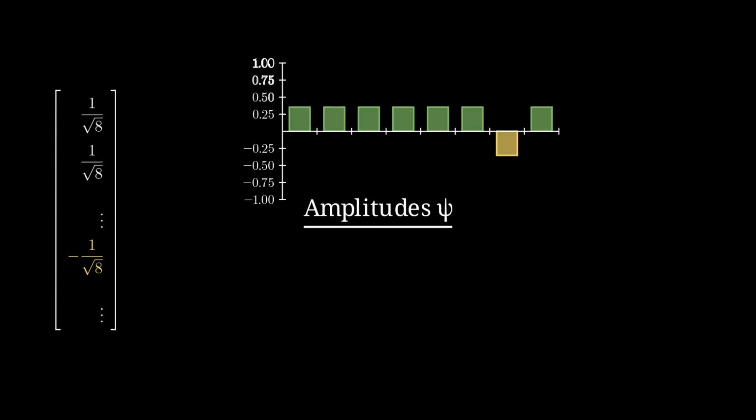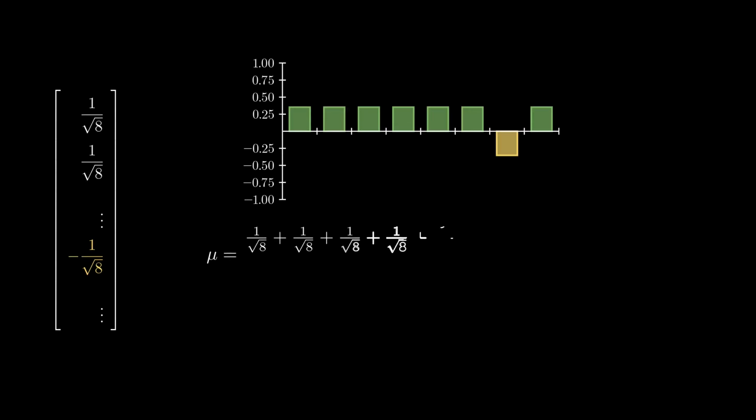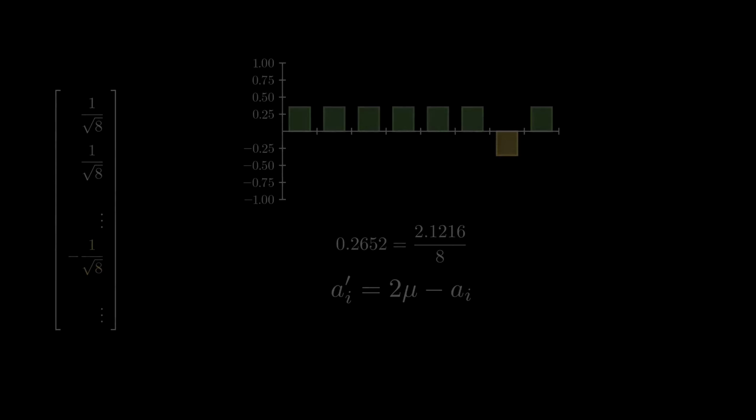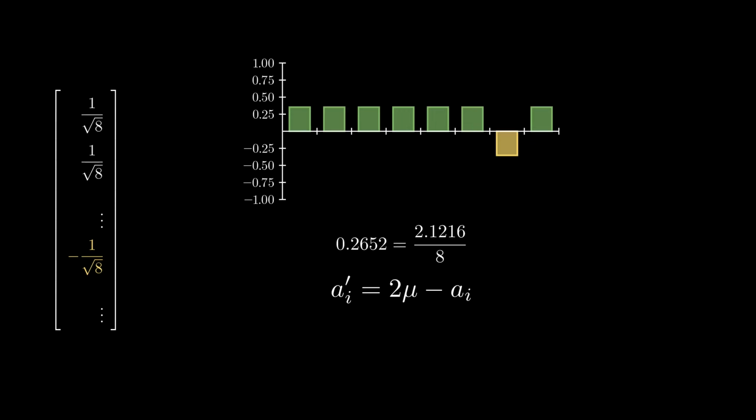All of them are literally the same value, well, except one. But how does it help? Well, the diffusion operator reflects everything around the average amplitude, so we calculate the mean, which should come as 0.2652. Think of the mean as a mirror. This equation reflects each amplitude across that mirror.